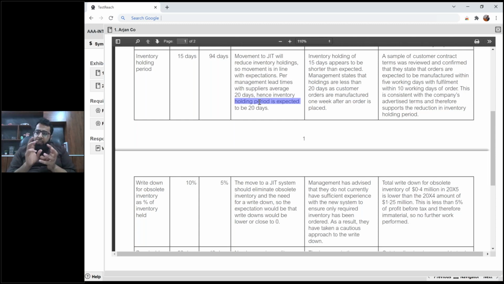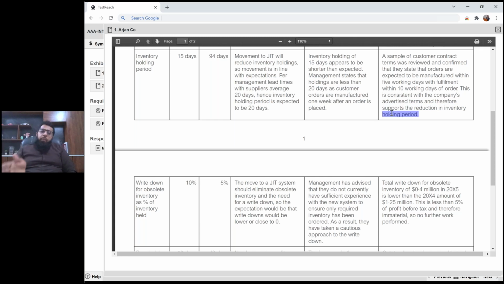Now, the management says that normally it should be 20 days, but actually we are getting 15 days. Inventory holding of 15 days appears to be shorter than expected. Management states that holdings are less than 20 days as customer orders are manufactured 1 week after an order is placed. A sample of customer contract terms was reviewed and confirmed that they state that orders are expected to be manufactured within 5 working days with fulfillment within 10 working days of order. This is consistent with the company's advertised terms and supports the reduction in inventory holding period.